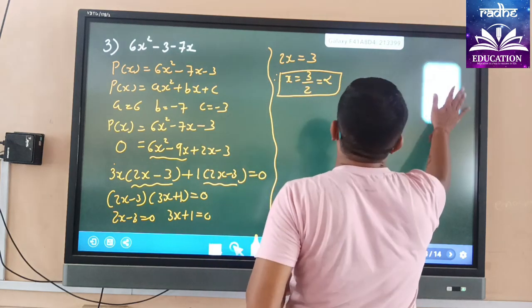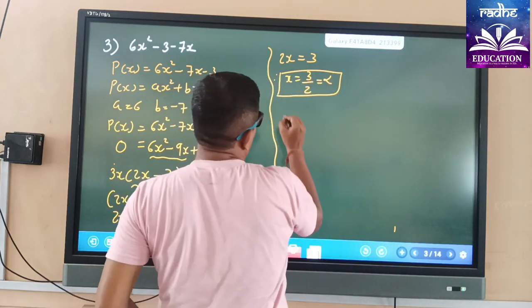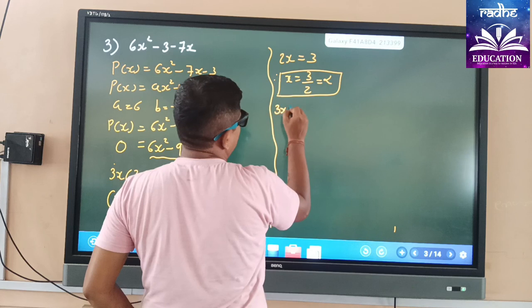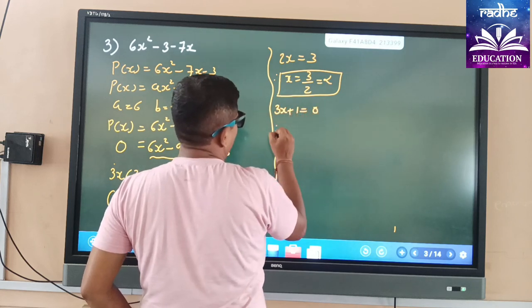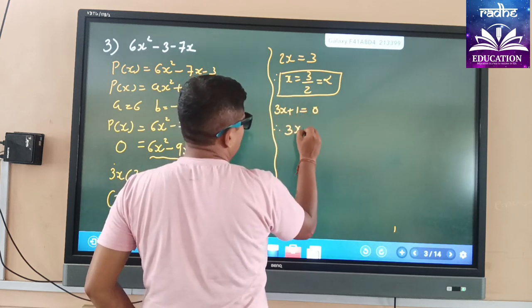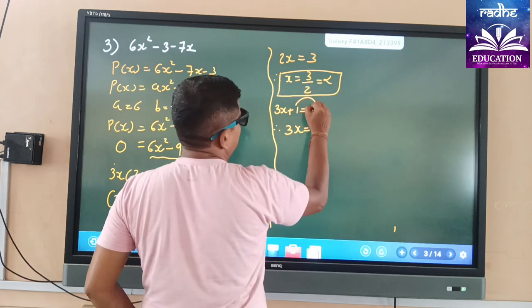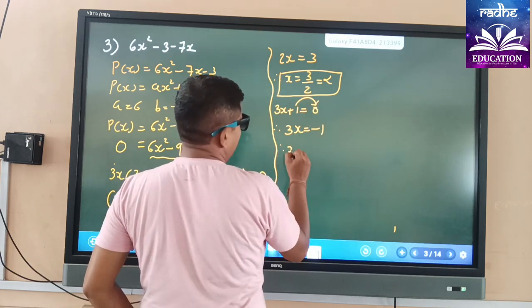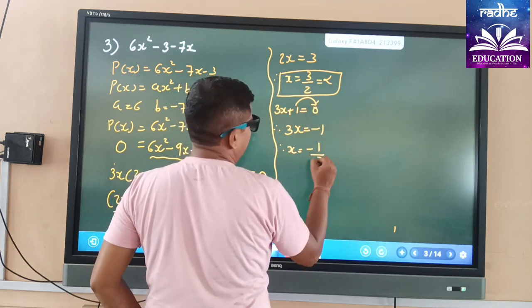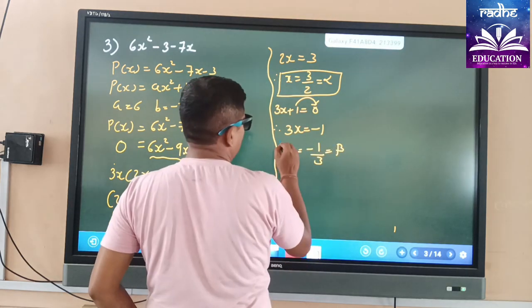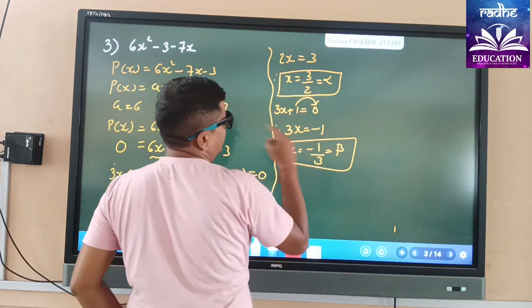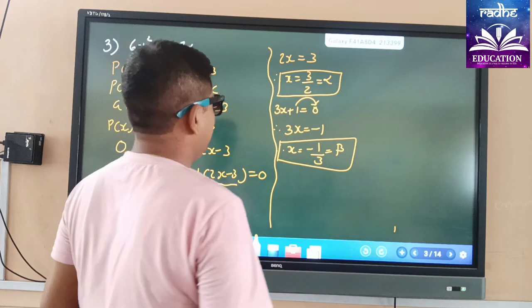Another we have, 3x + 1 equals 0. Therefore 3x equals minus 1, since we change the side of 1 and it becomes minus 1. Therefore x equals minus 1 by 3. This is beta. So the two zeros we got are alpha and beta.